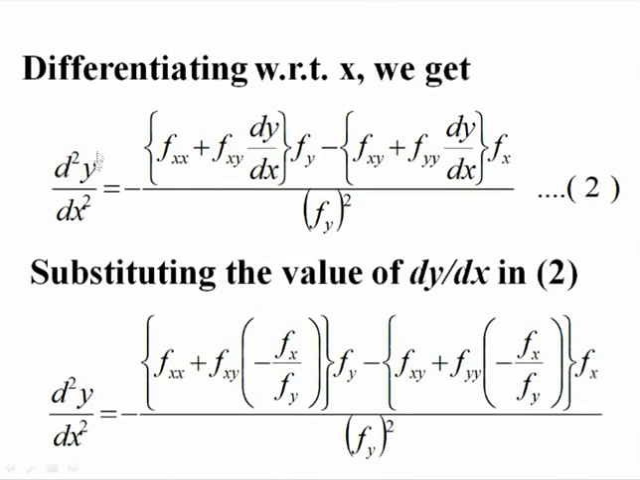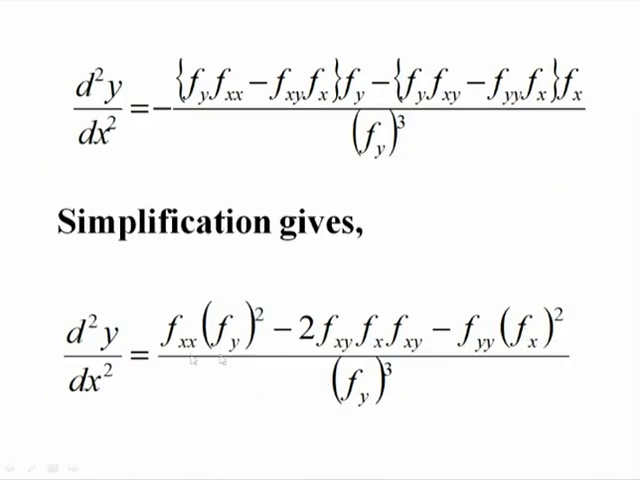Similarly, if we differentiate with respect to x again, we have to apply the u by v rule, and we get this formula. Substituting the value of dy by dx, which is minus fx upon fy, we finally get this formula. Here the minus sign is missing, so the minus sign is also there.